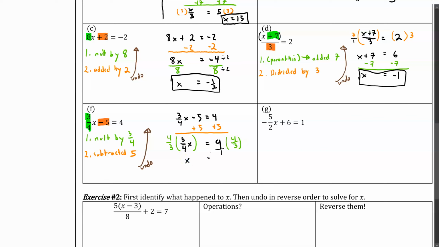On the right-hand side, we have 9 times 4 in the numerator is 36, and I have a 3 in the denominator, but 36 divided by 3 is 12. Exercise G is very similar to F, so I will skip that.